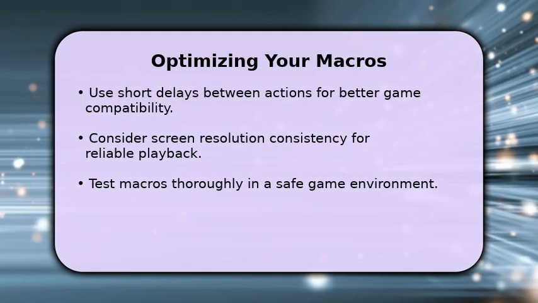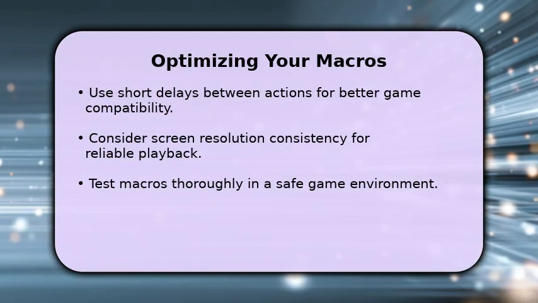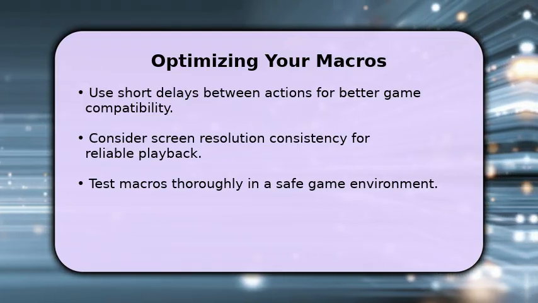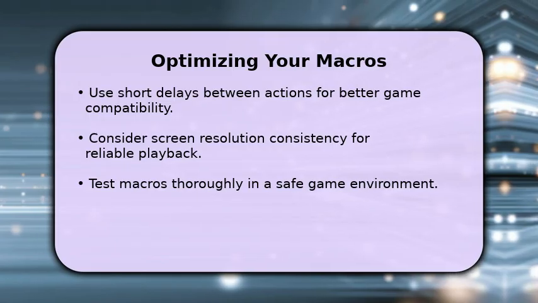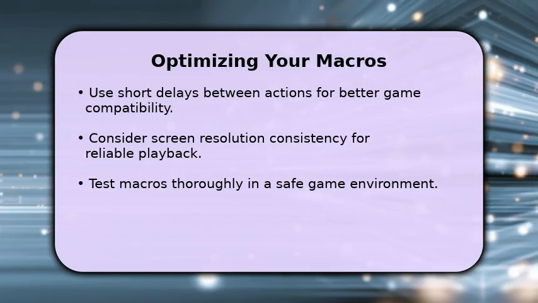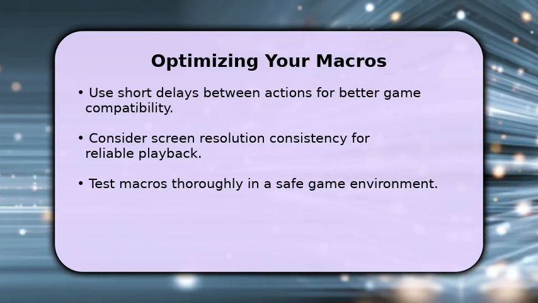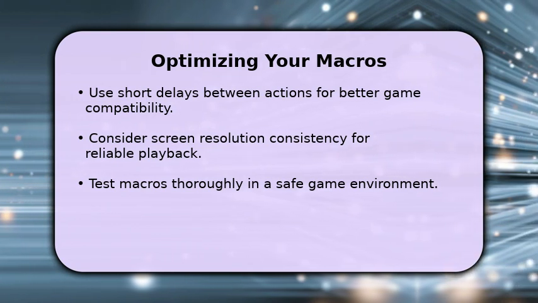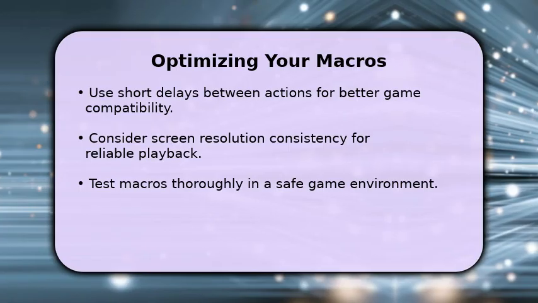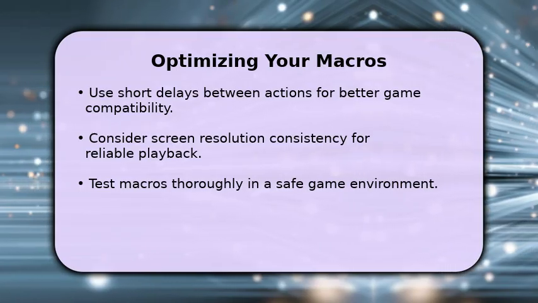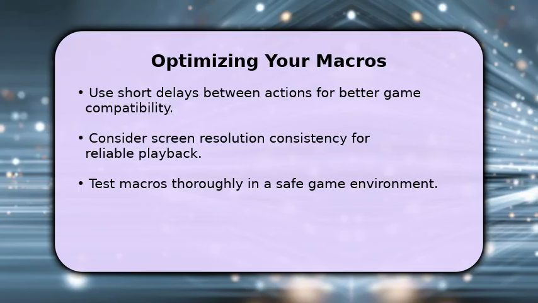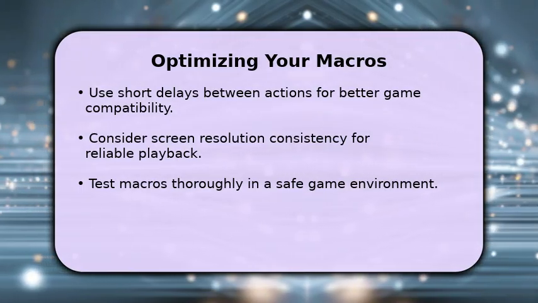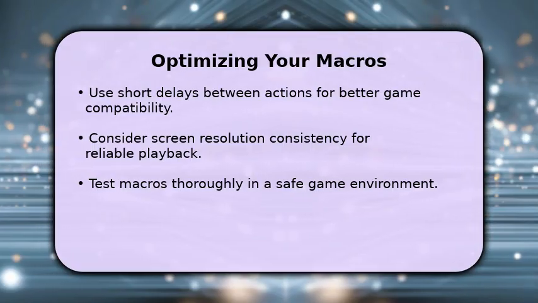To optimize your TinyTask macros for Anime Vanguard's Igris, consider a few advanced tips. Adding small delays, perhaps 50 milliseconds, between actions can prevent issues with game loading or animations. Always ensure your game's window size and position remain consistent, as TinyTask records exact pixel coordinates. Finally, thoroughly test your macros in a low-risk area of the game before relying on them for critical tasks. This ensures smooth and error-free automation.